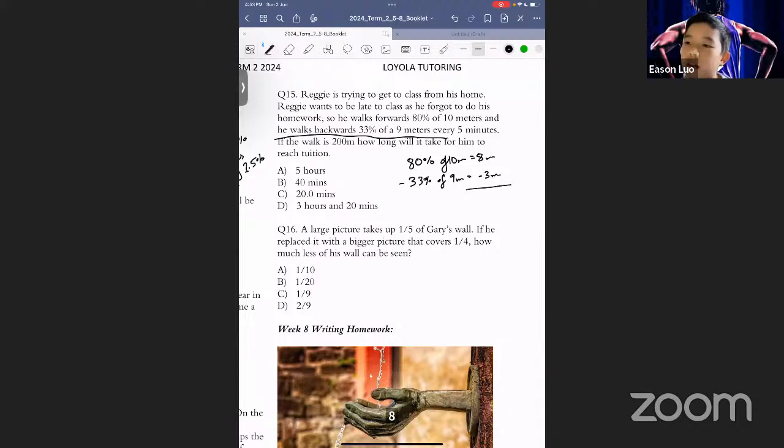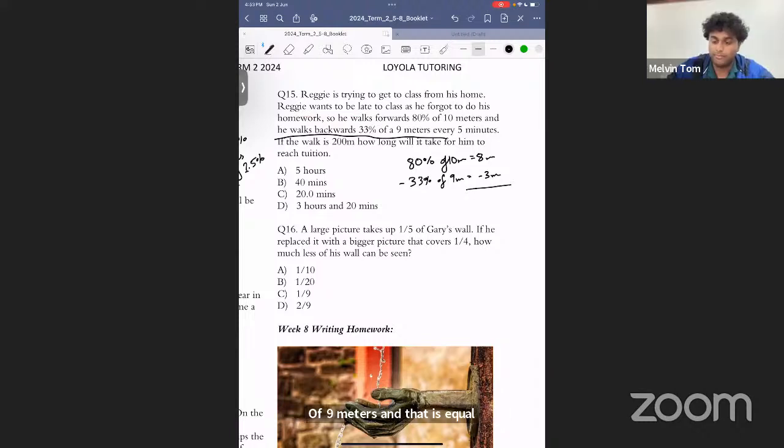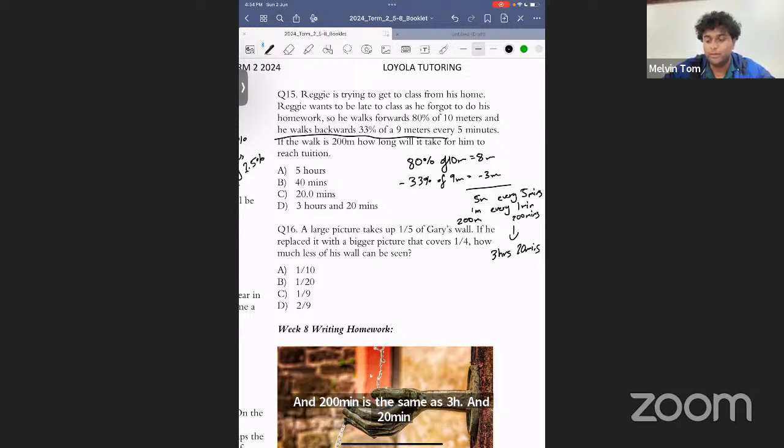So that means he moves a total of 5 meters forwards every 5 minutes, which is 1 meter every 1 minute. And the question's asking for 200 meters, so that will take 200 minutes. And 200 minutes is the same as 3 hours and 20 minutes. So that's a step-by-step working out. Take some notes.